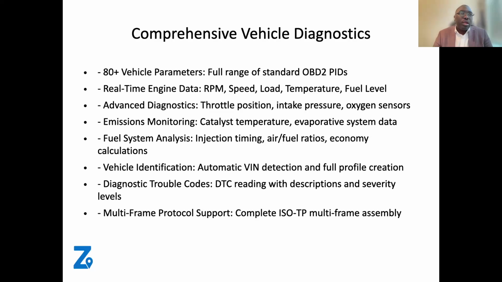All right, and then obviously, what is OBD2 integration without detecting the vehicle? Because it's all about the vehicle, right? So we have vehicle identification. There's automatic VIN, that is vehicle identification number, detection. Then we create a full profile for your vehicle. Essentially, we know what kind of vehicle it is from the VIN, and we can begin to provide data that can really help your specific kind of vehicle.